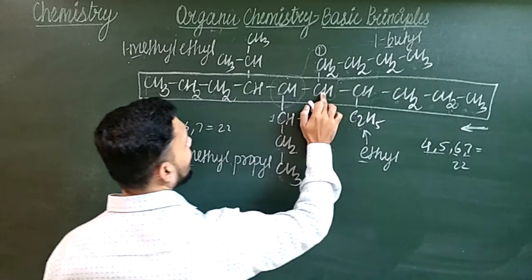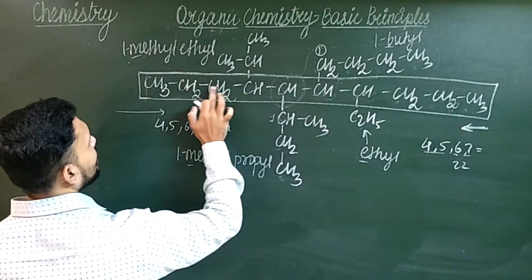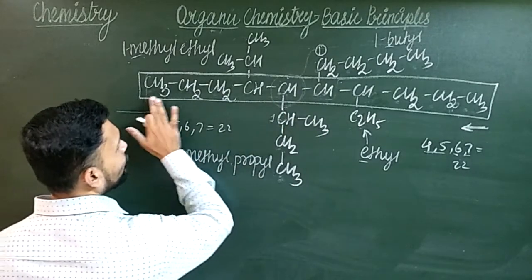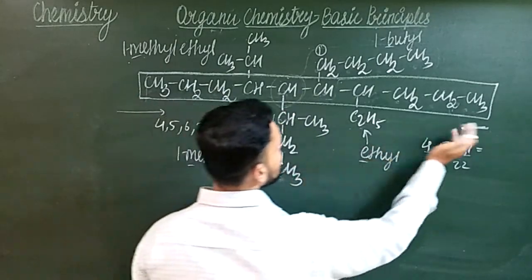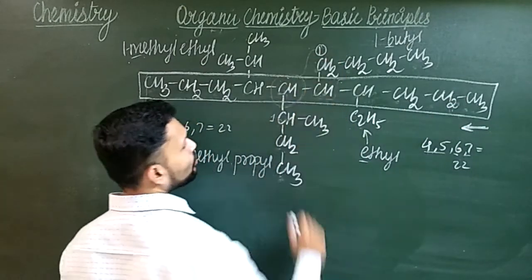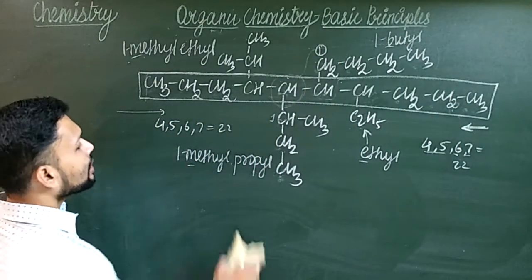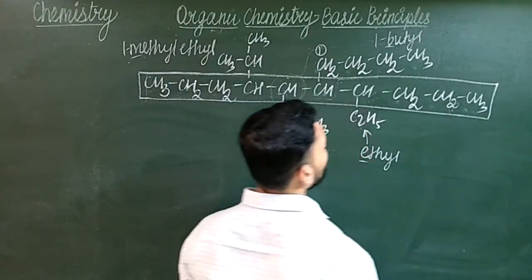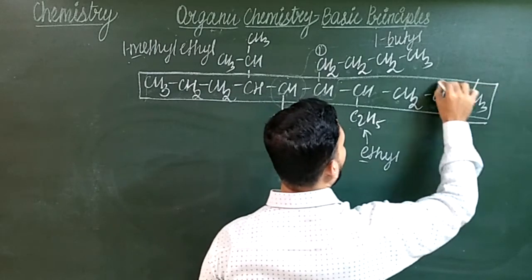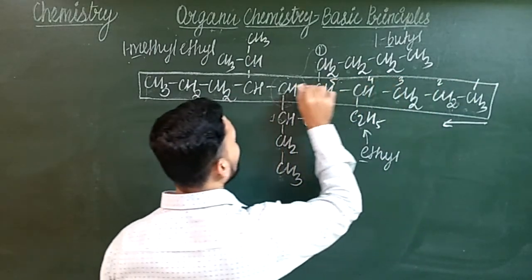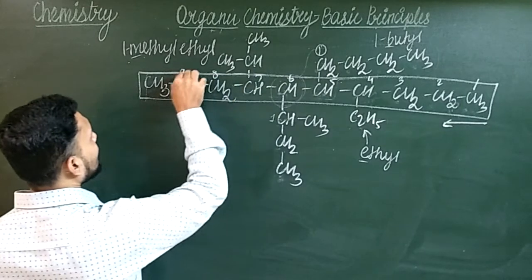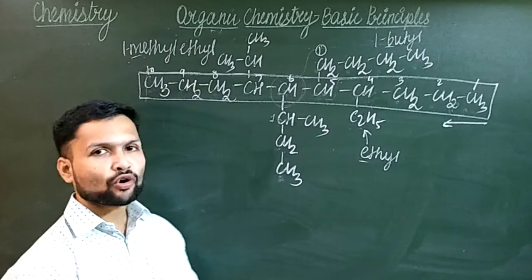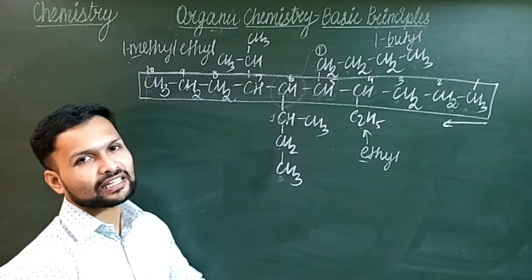1 2 3 4 5, 6 7 8 9 10. So from this side 5 is going to the butyl one. That is the least locant I can give to butyl. It is simple: you have to go from this side only. 1 2 3 4 5 6 7 8 9 and this is 10. So here I have taken almost all rules into consideration in one single example.